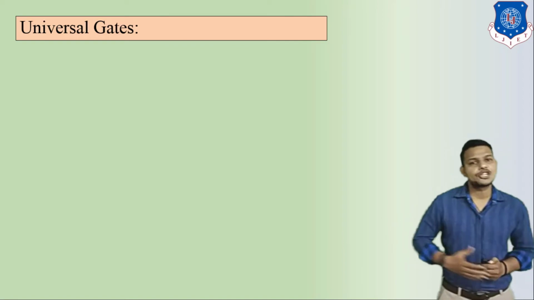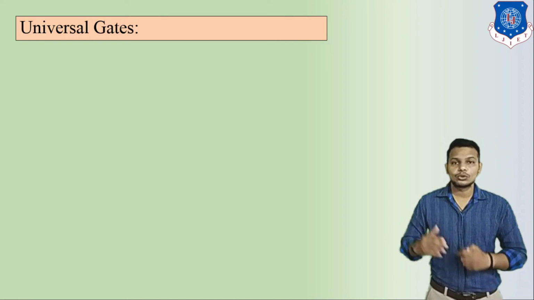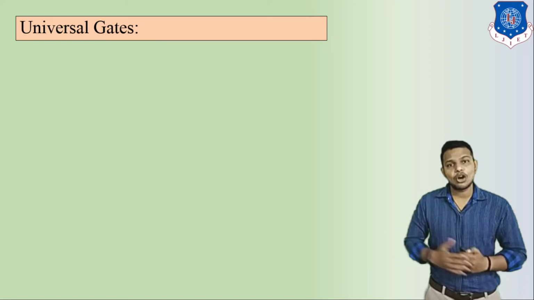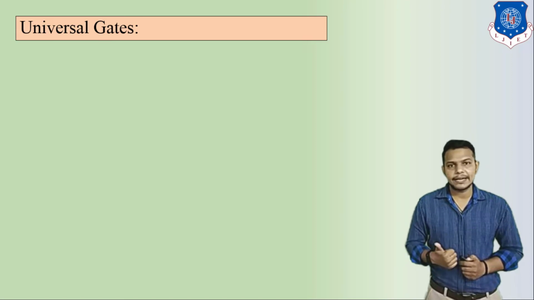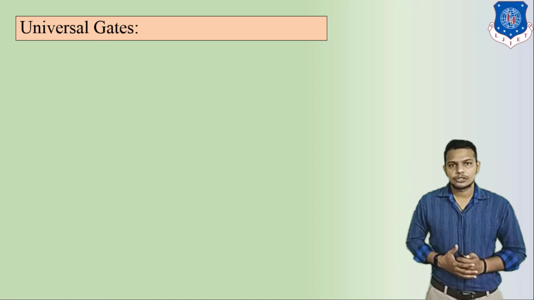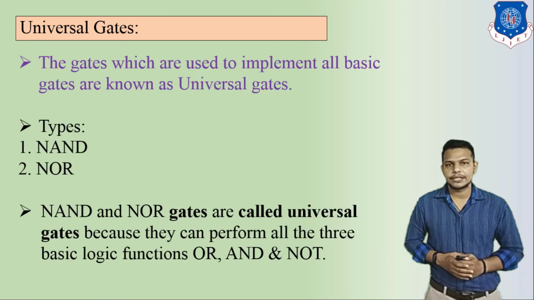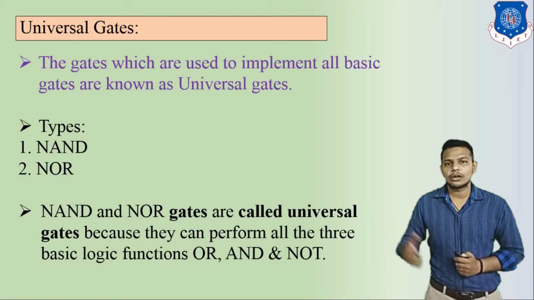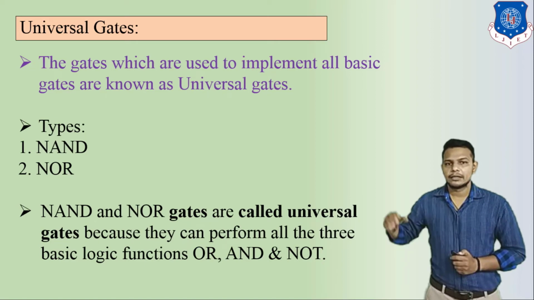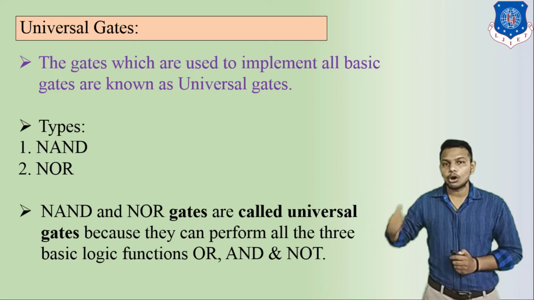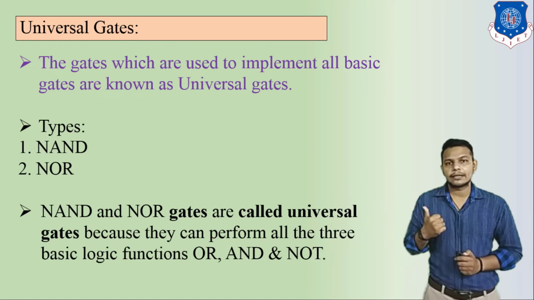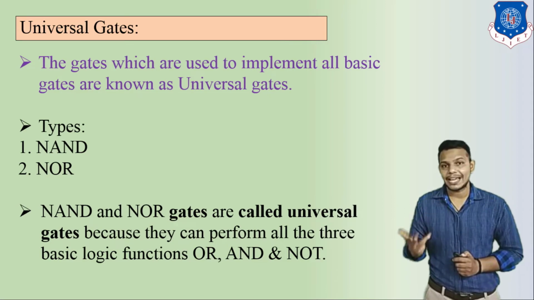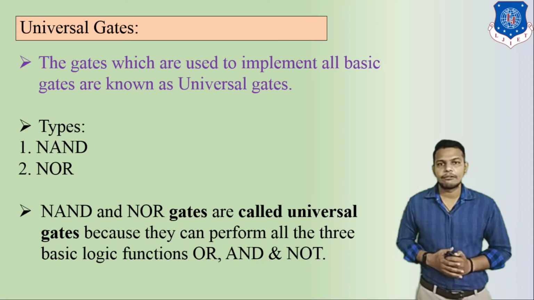Now let us discuss universal gates. So here why is it known as universal gates? Because through these universal gates, by using NAND and NOR gate, we can implement all types of gates like basic gates or derived gates. So that's why it is known as universal gates. So here we can see NAND and NOR are the universal gates, and we can perform all types of gates through these universal gates like AND, OR, NOT, XOR, XNOR, anyone.